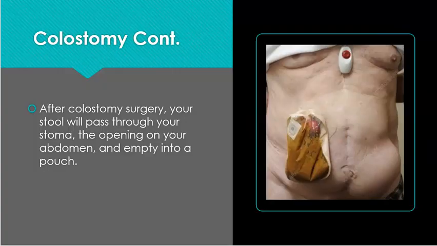Here's an actual picture of what that looks like. Sometimes it does smell pretty bad, and a lot of patients are usually embarrassed by having a colostomy bag. I almost wish they didn't have the bags clear, but it's important to know what the bowel looks like, right?